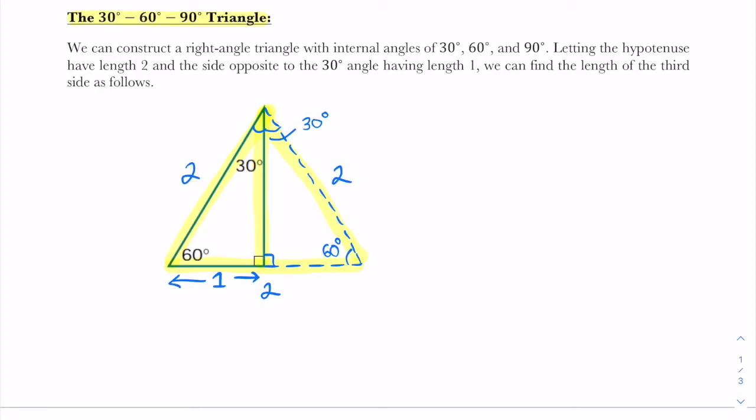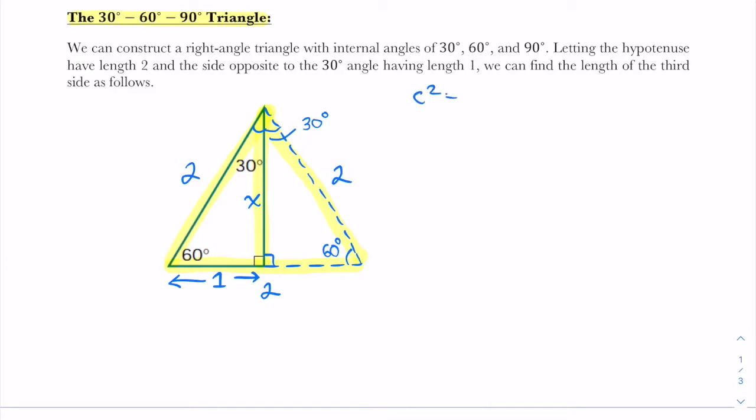Now go back to the original 30, 60, 90 triangle that I drew. We have 2 of the 3 sides, and the only one that we need is the height of the triangle, which I'll label as x. We can now work with the 30, 60, 90 triangle to find that side. It's just from the Pythagorean theorem.